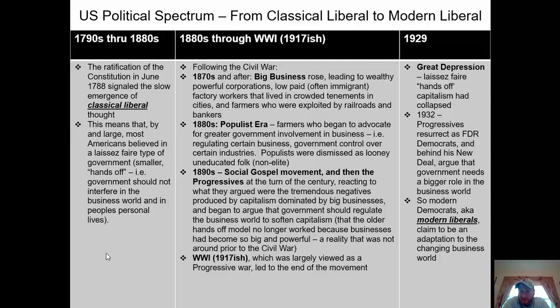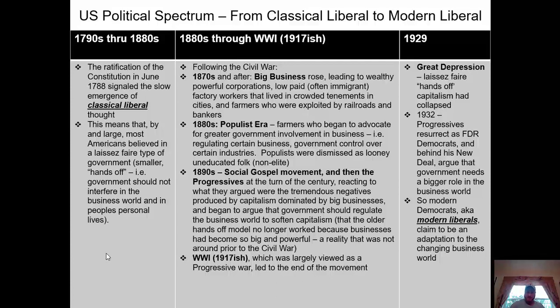So in 1932, the Democratic Party, FDR was running for election against Herbert Hoover, who was president from 29 to 32. And FDR is the first major politician to basically say the government will step in and try and help. So in 1932, the progressives resurrect as FDR Democrats. And behind his New Deal, they argue that government needs a bigger role in the business world.